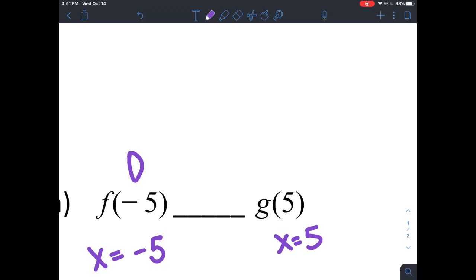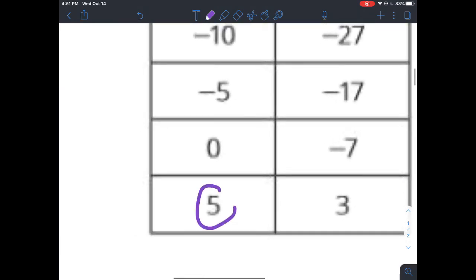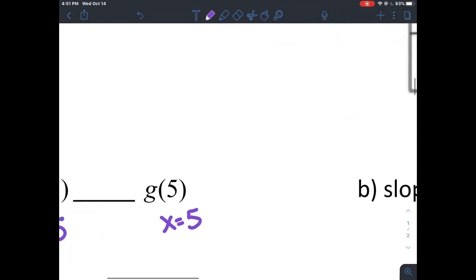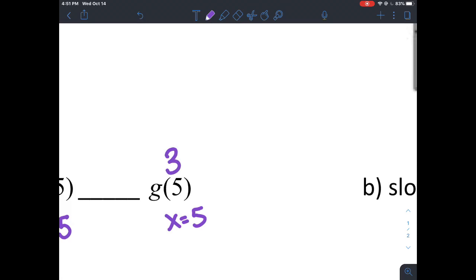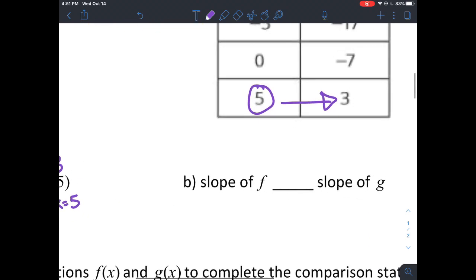And then g of 5, so when x equals 5, okay? g of 5 is going to be 3. Okay, so we'll write 3 here. And then we'll just use our comparison less than, greater than, equal to symbol. 3 is, in fact, larger than 0.